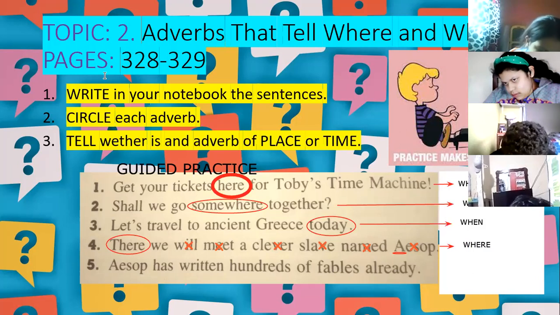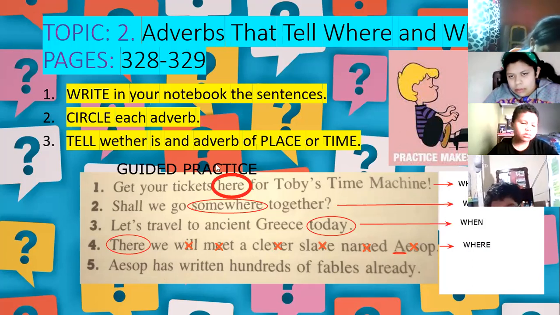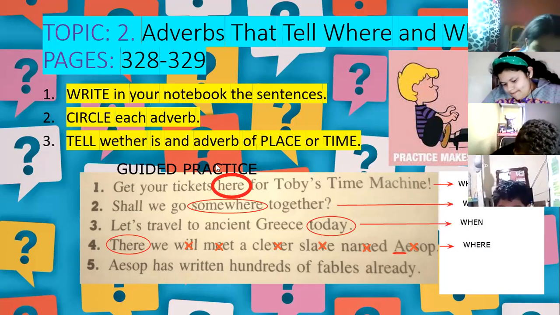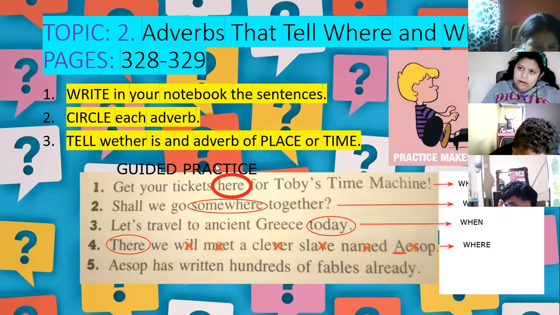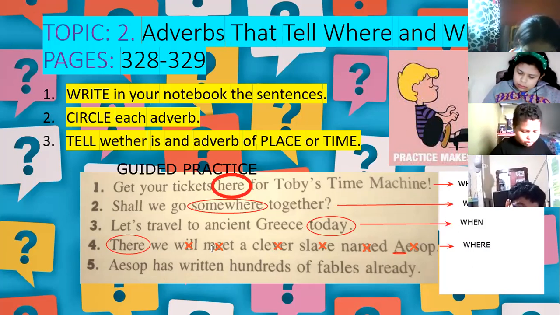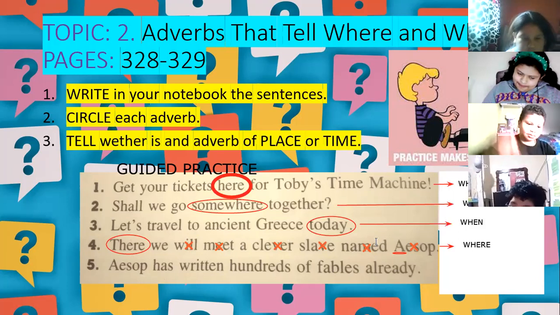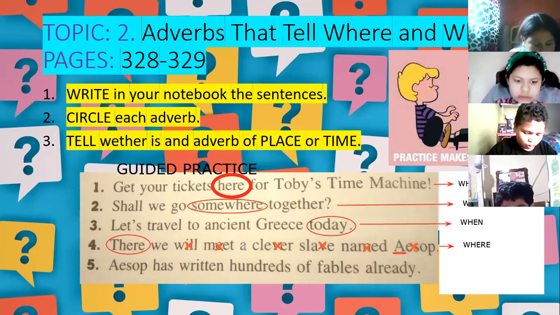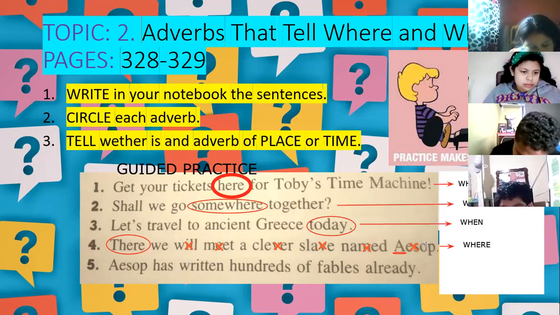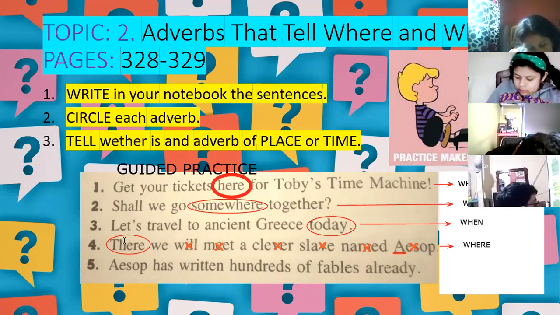Remember that every word in a sentence has some meaning or belongs to a group. Remember that I told you that? Parts of speech include pronouns, nouns, adverbs, adjectives, articles, conjunctions, prepositions. There are many different types of words. So every word belongs to a specific group. We is a pronoun, will is a verb, meet, verb, a, article, also could be an adjective, clever is an adjective, slave is a noun, named is a verb, this one is a noun. And there is an adverb.